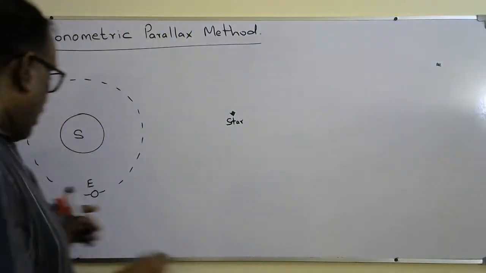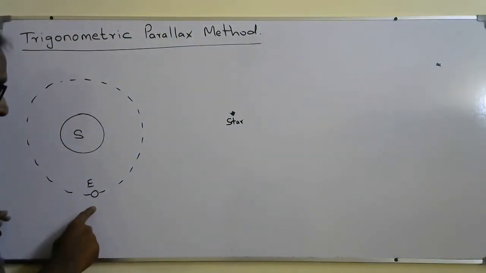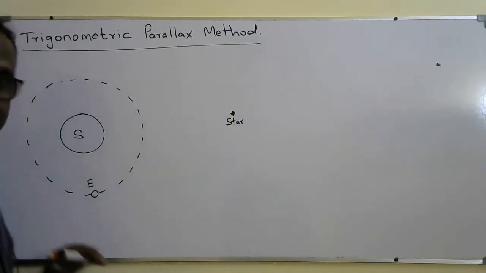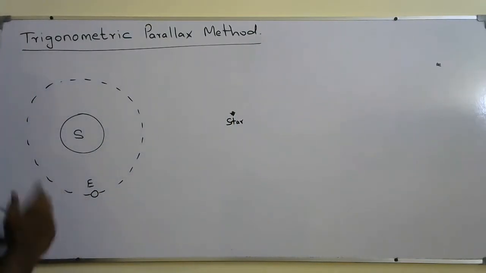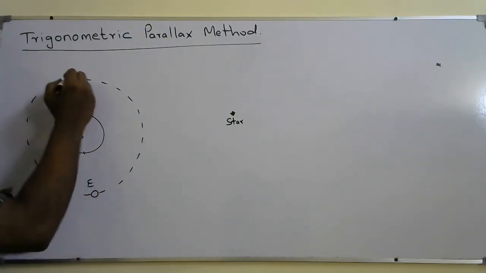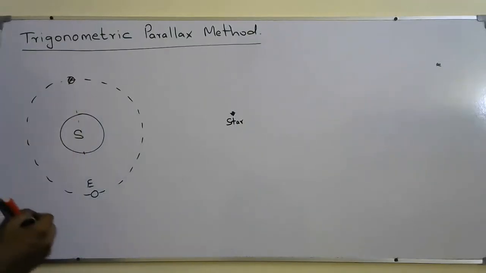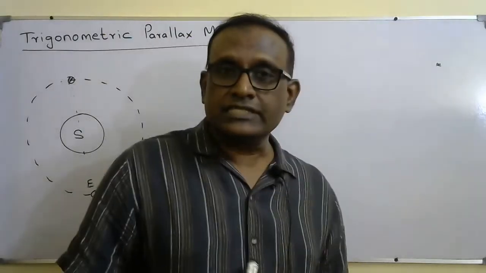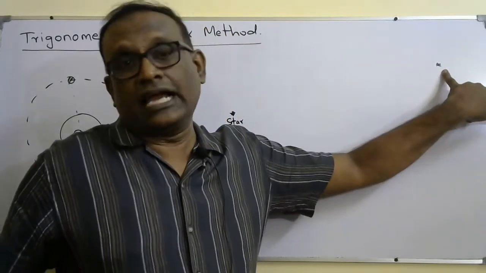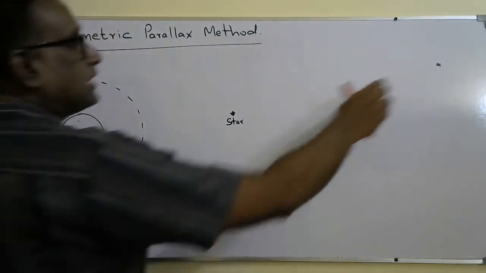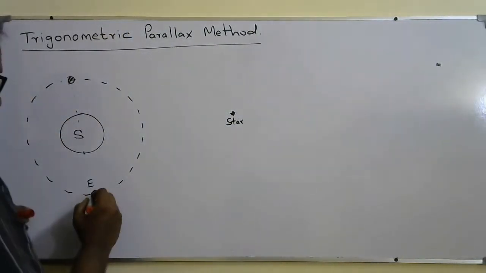When the Earth is here, we focus the telescope on the star and we take a particular measurement. Then after 6 months, the Earth will be exactly on the opposite side here. There also, we take the measurement for the nearby star using the light from the same far star. If the light from the star, which is much farther away, reaches Earth, whether here or here, it looks parallel.